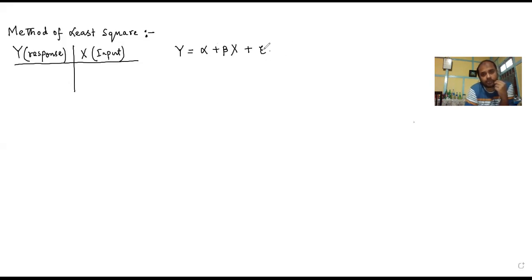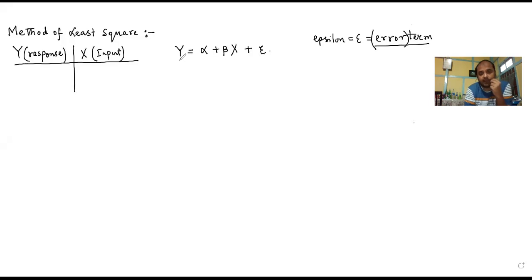Here the quantity epsilon is the error term. In the morning session, I have already told you why the mean of this error term is 0. If you go through my first video of today's morning session, you will get to know why the mean of this error term is 0. That has been explained there.